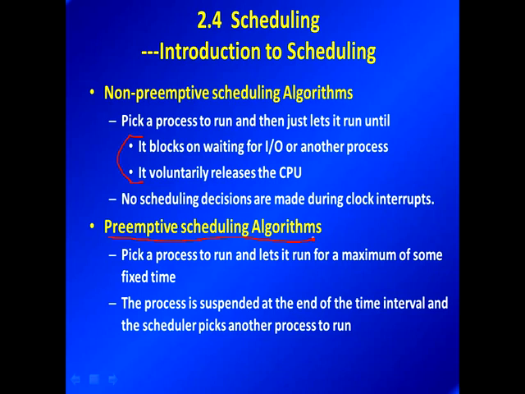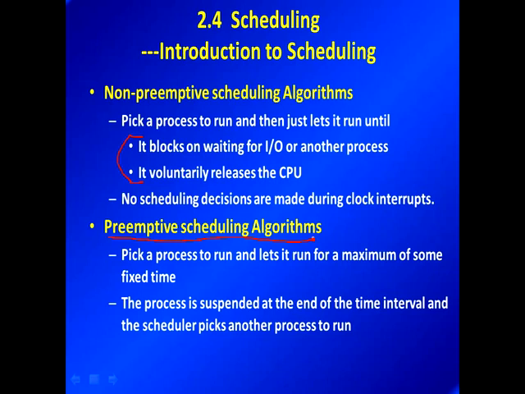So for preemptive scheduling algorithms, it means the current process in the CPU might be forced to leave the CPU, not voluntarily. Even though it wants to use the CPU for a longer time, it cannot stay in the CPU anymore, because if we adopt preemptive scheduling algorithms, the scheduler has the right to force the current process in the CPU out of the CPU.